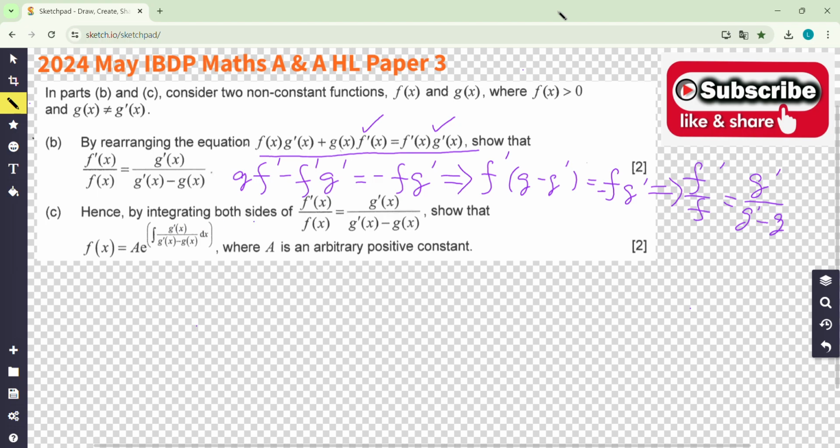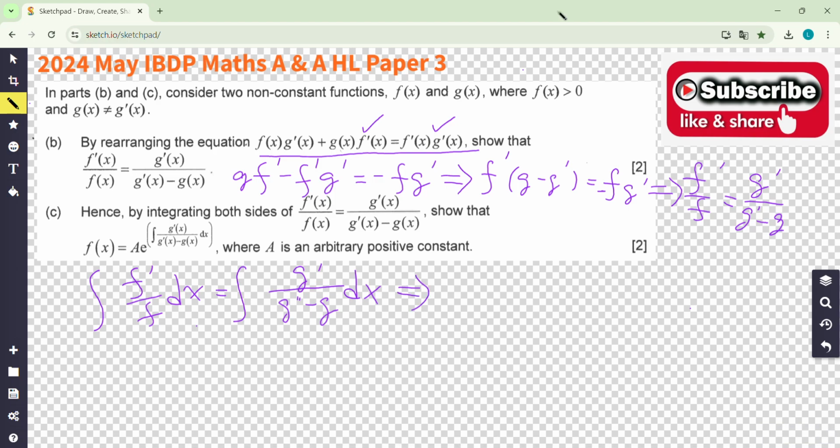Next one. By integrating both sides of this one, show that this one. So just integration, then integration. So on the left hand side is F dash over F dx equals G dash over (G dash minus G) dx.